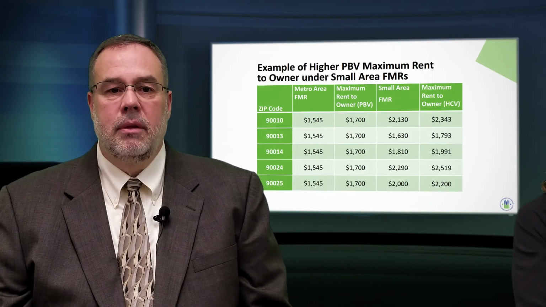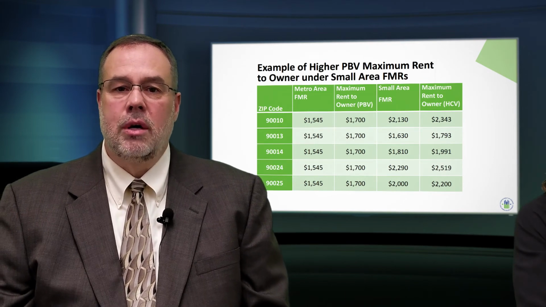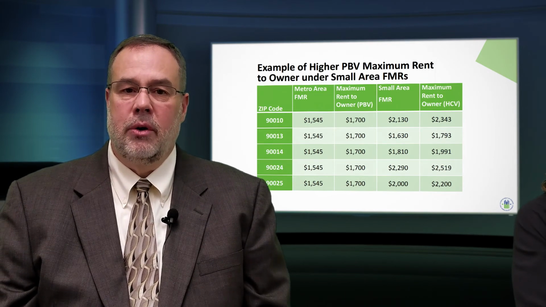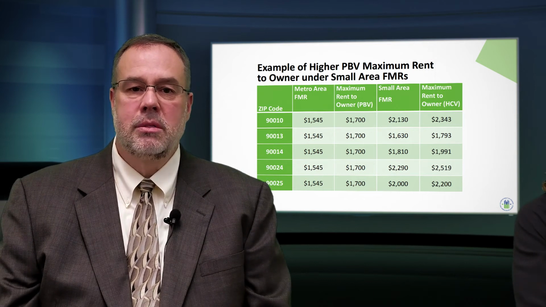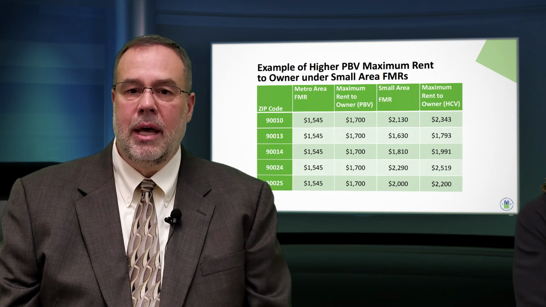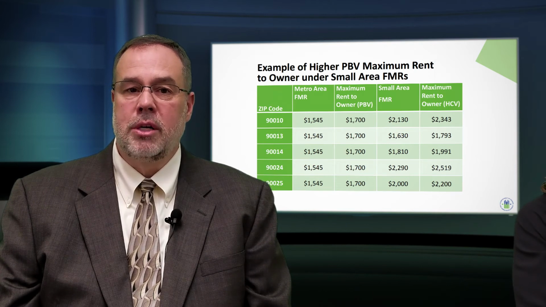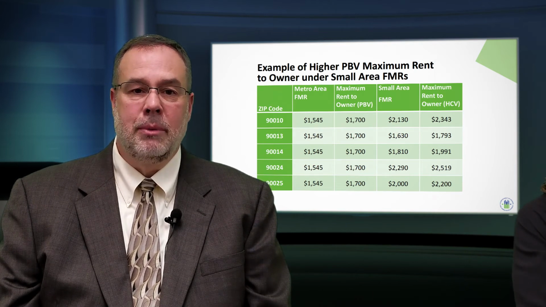Consider this example. A family can reside in any of these zip codes at a lower cost to the PHA under metro area FMRs than small area FMRs. If a PHA has existing project-based properties in these zip codes governed by metro area FMRs, the application of small area FMRs to new PBV projects could lead to a situation in which existing owners put pressure on the PHA to amend the agreement to allow for higher contract rents based on the new small area FMRs.